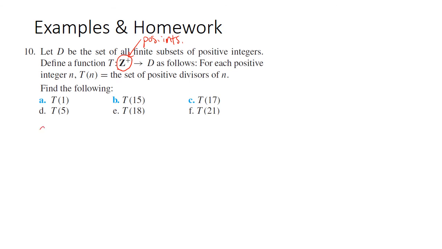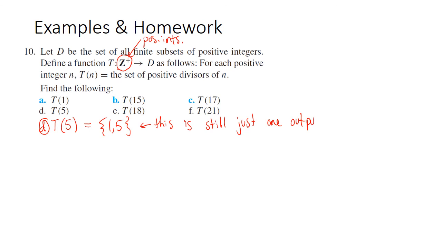So let's try part D here. So t of 5. So I'm just going to list all of the positive divisors of 5 as a set, and I think there's only 1 and 5. Now you might be thinking at this point that this violates the rule on functions where you're only allowed to have 1 output for each input, but it actually doesn't, because this is still just 1 output. Because that set is like a solid object, it's like a block. Even though there's things inside of it, the set itself is just 1 object.